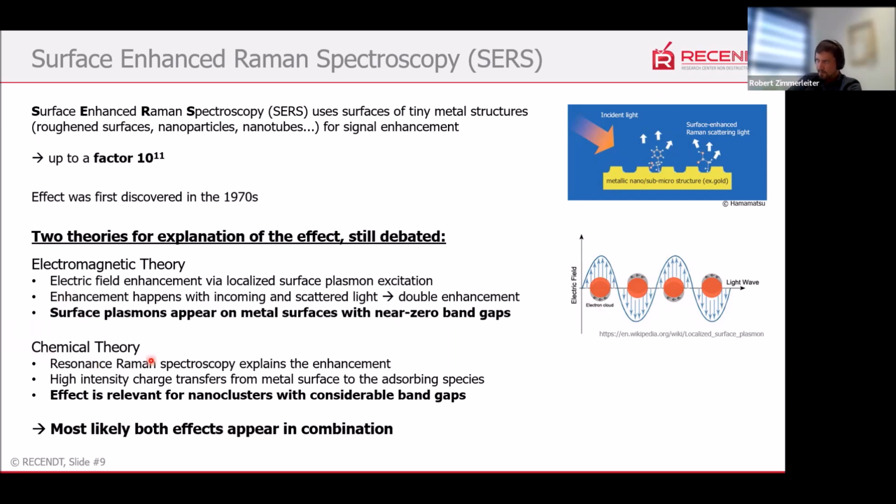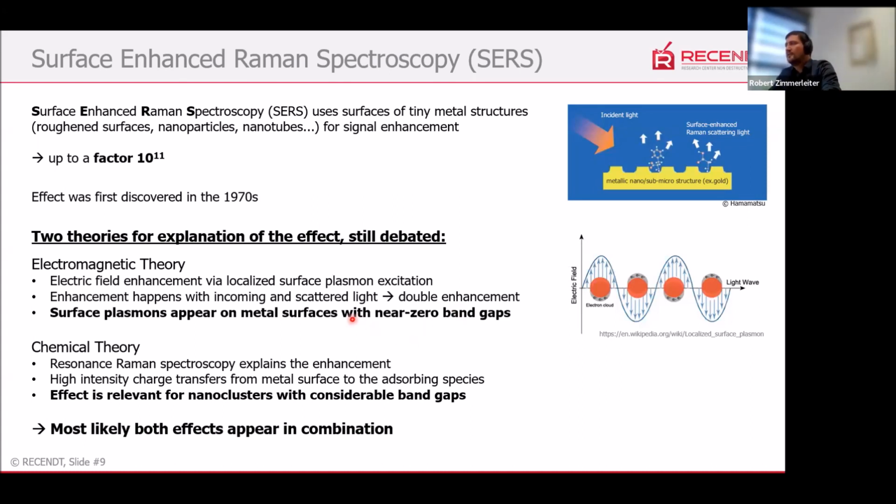And in the chemical theory, the other theory that tries to describe the effect, they say that the resonance Raman spectroscopy explains this enhancement. And the high intensity comes from charge transfers from the metal surface to the adsorbing species. And this effect is relevant for nanoclusters with considerable band gaps. So the two bold printed statements actually contradict each other. So this is where the theories don't agree.